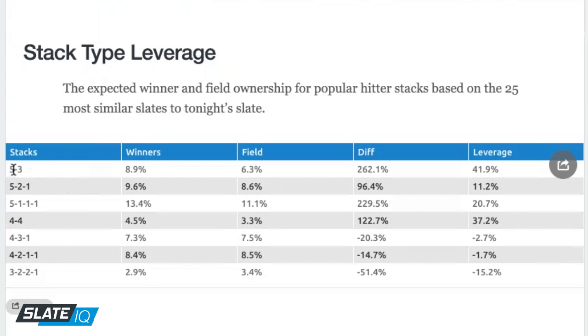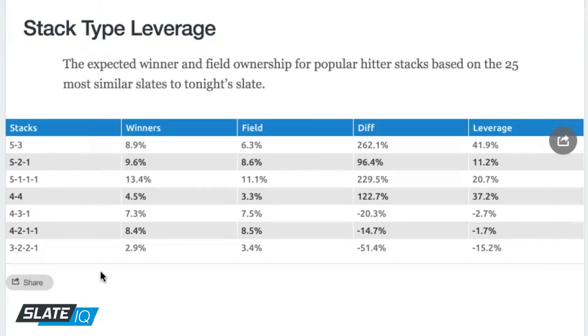Now, the way you read this, if it's 5-3, that means 5 hitters from one team, 3 from another. 5-1 is 5 from one, 2 from another, and then 1 left there, and so on. So you can see how it builds out between your 8 hitter options and all these different large stacks, 4 and 4, 4, 3 and 1, and so on.